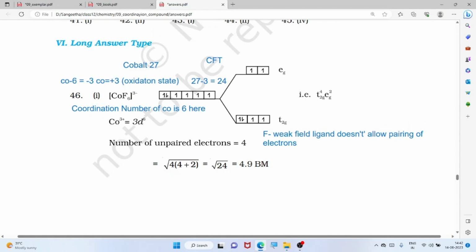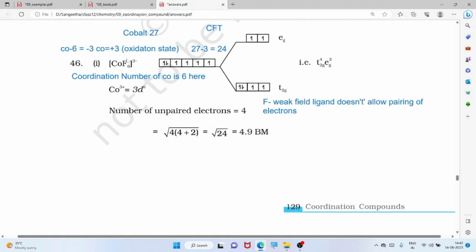Okay, here we have a plus 3 oxidation state because fluorine is minus 1. So Co minus 6 F minus 1 gives plus 3, then plus 3 oxidation state. 27 minus 3 means 3 electrons lost, so 24. There are 6 electrons in the d orbital. Okay, coordination number 6, no problem. These 4 unpaired electrons, n into n plus 2, so this is the magnetic moment.